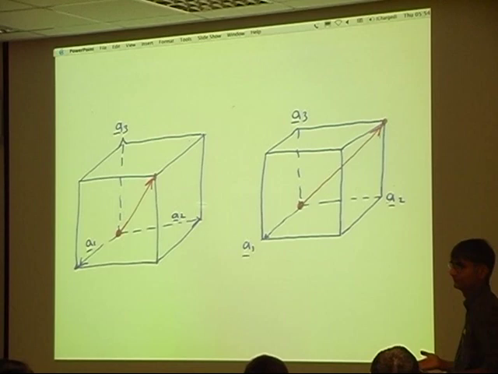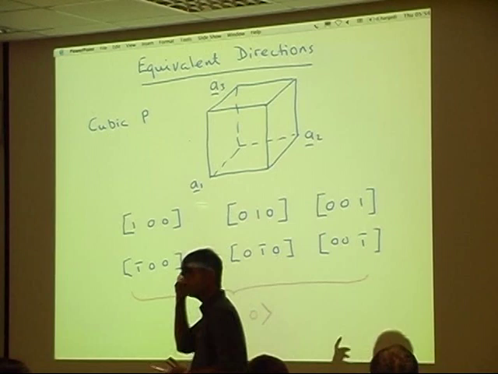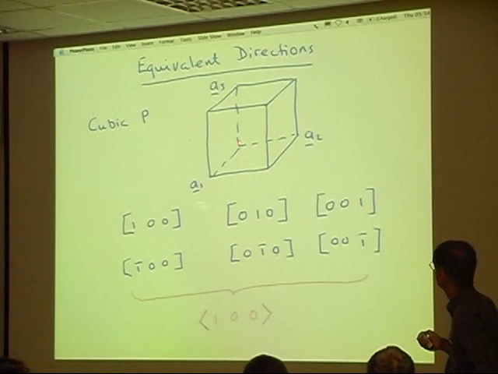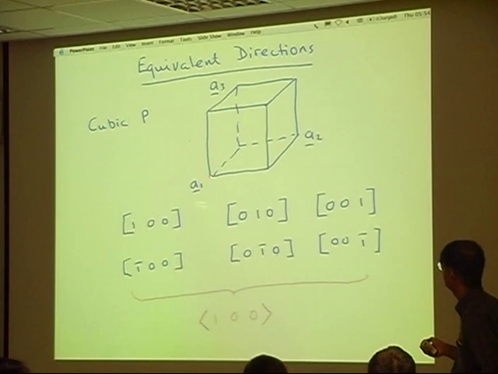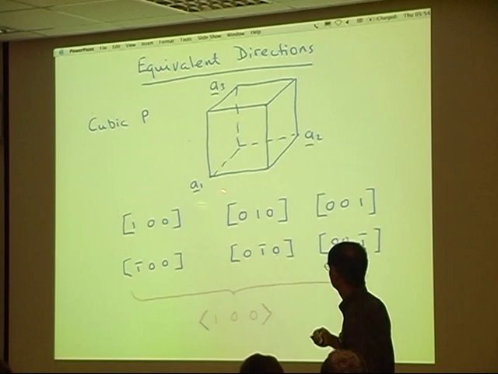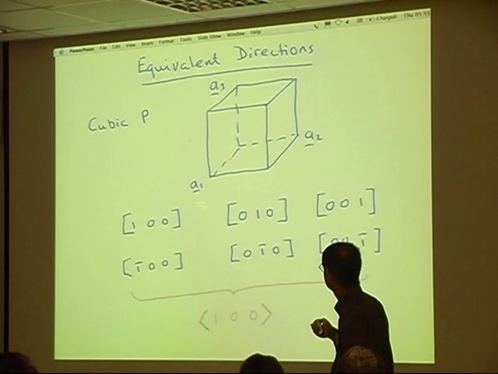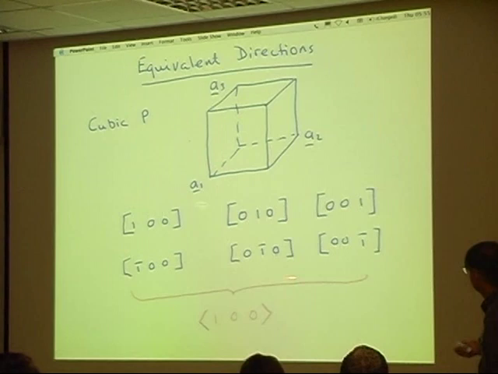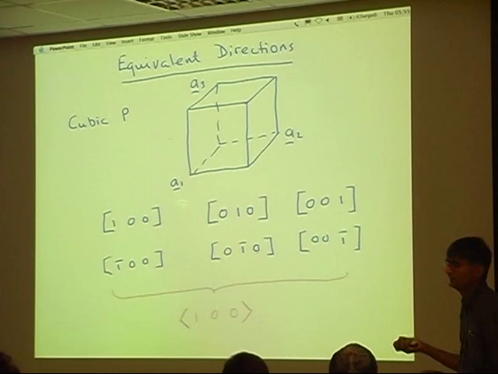Now, if you look at this cubic system, then this direction is the 1, 0, 0 direction. Yeah? So 1 along here, and nothing along A2, nothing along A3. This direction is the 0, 1, 0 direction. However, if I had chosen this to be A1 and this to be A2, then this one would become 0, 1, 0 and this one would become 1, 0, 0. These directions are crystallographically the same. They have the same distance between lattice points. And in fact, I can find 6 different directions in this, which are crystallographically identical. And the specific indices that we use really depends on what I call A1, what I call A2, and what I call A3.